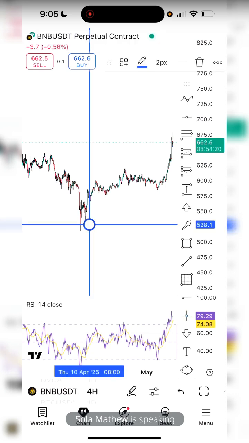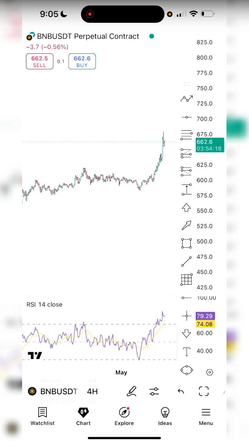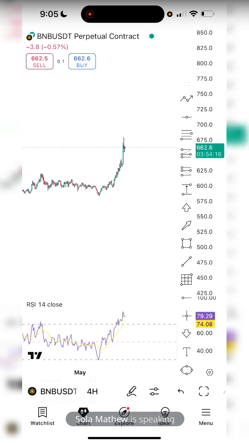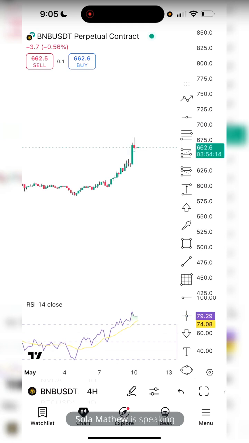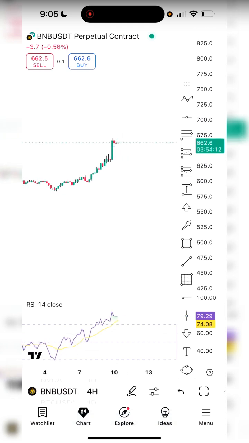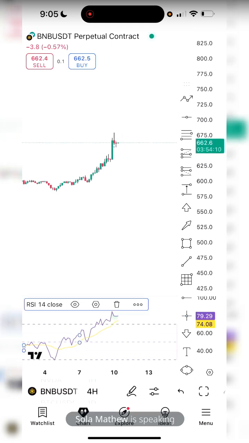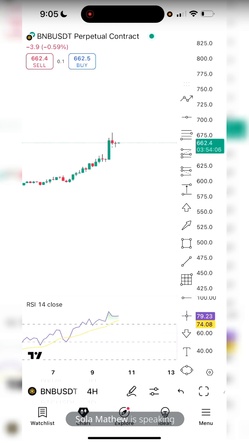So let's look at this. This is just a simple thing. In fact, right now, if you go and buy, it's a dangerous zone, because if you look at this thing, it is more like oversold. But let's look at it. But you see, it's still an uptrend, right?